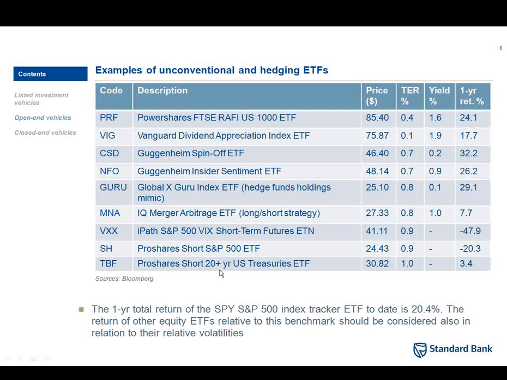And then, if you recall, previously we showed the 20+ US Treasuries. Here's a short version of that, a one times short position of that, and that's a positive return. So it was good to be short the bonds, but it's not equal to the other one, which I think was -6%, because it does have higher costs, as you can see, a 1% expense ratio.